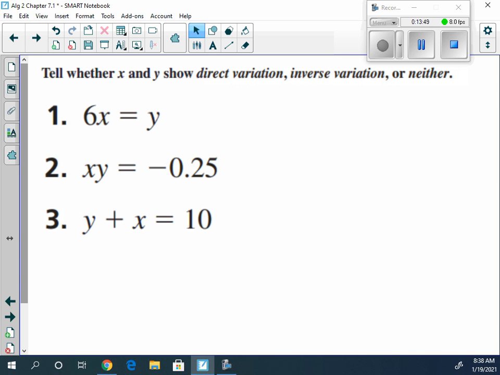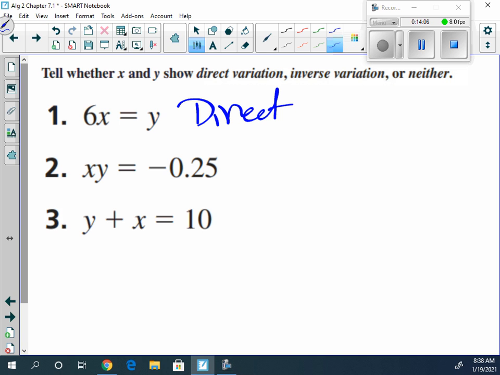Let's look at these three here. So 6x equals y. Would that be direct, inverse, or neither? This would be direct, because our main definition for direct variation is y equals a times x. And in this case, a is 6.